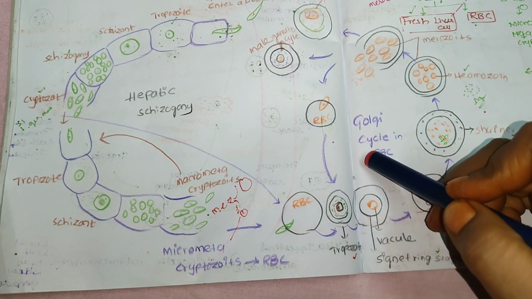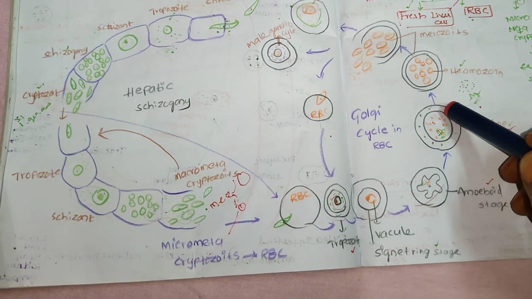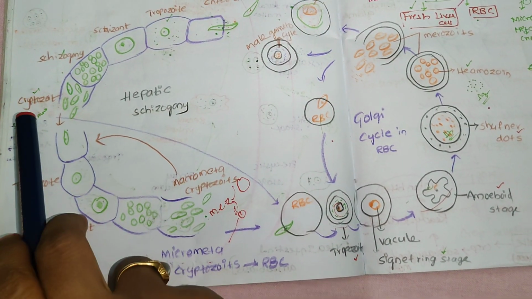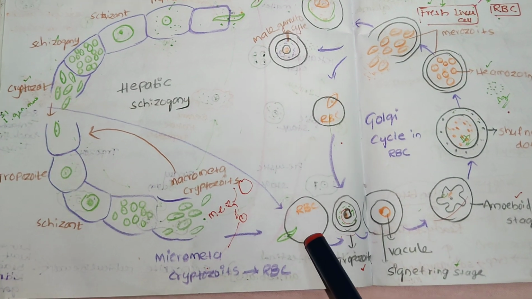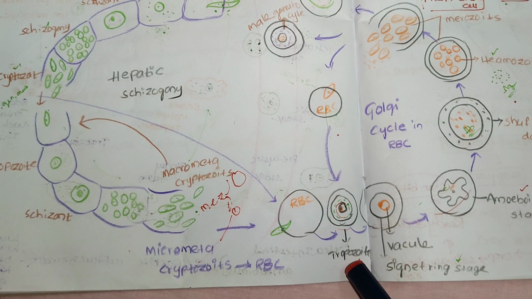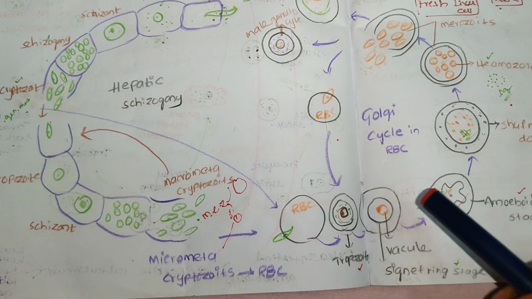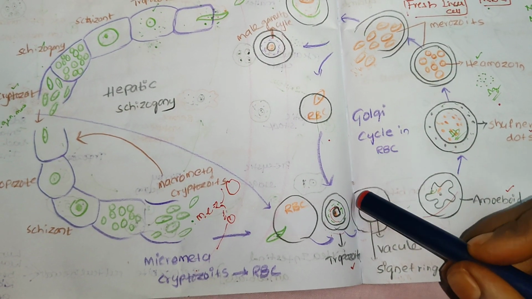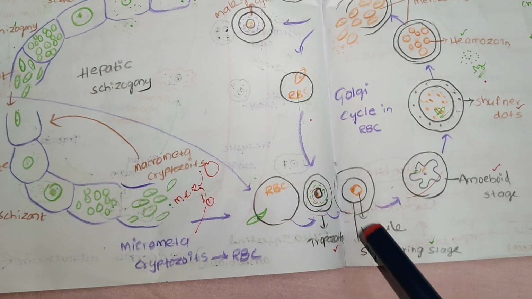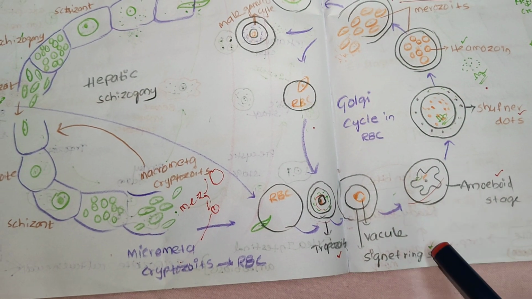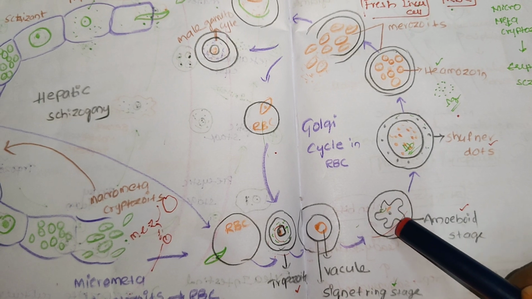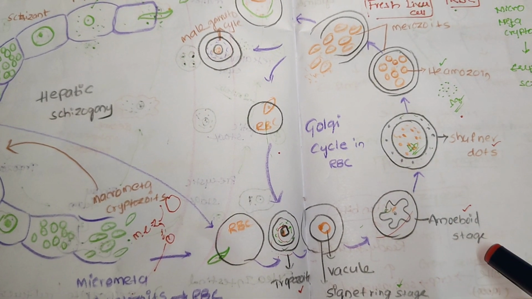This is explained by Golgi. That is why it is called the Golgi cycle. So here the micro metacryptozoites or cryptozoites enter the RBC. Then it feeds on the RBC. The size of the cell increases, called the trophozoite. Then a vacuole is formed. Then the nucleus is pushed to the outside. That is the vacuole, and it is like a ring shape. That is the signet ring stage. Then the vacuole disappears and pseudopodia-like structures are formed. That is called the amoeboid stage.